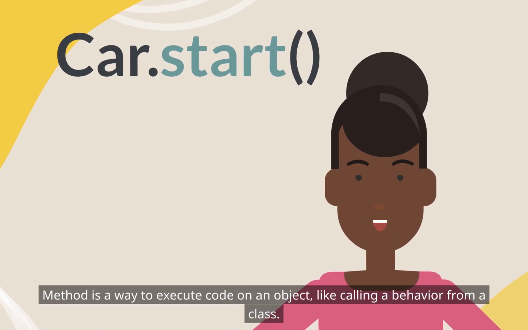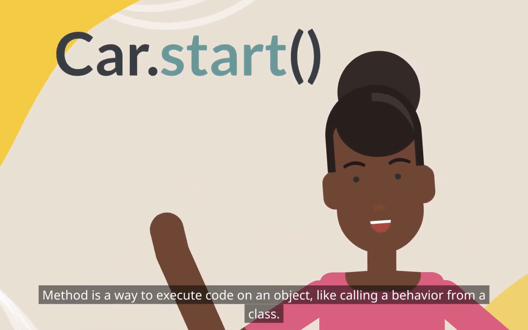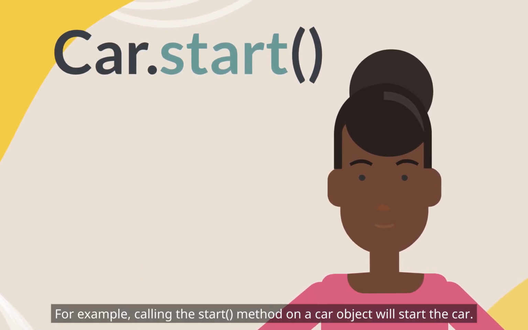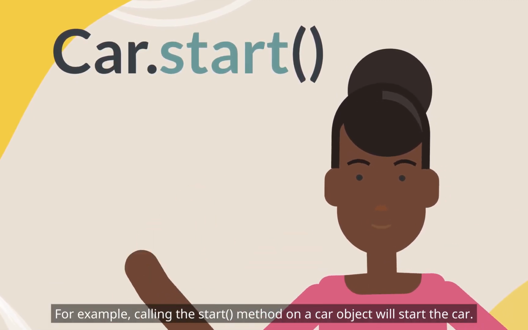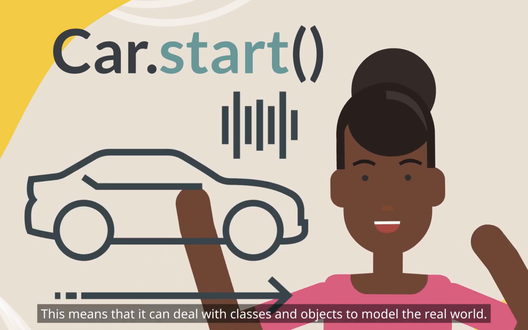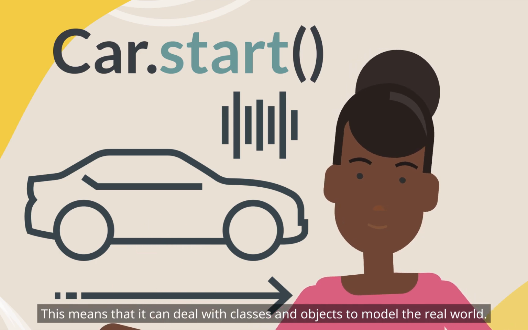A method is a way to execute code on an object, like calling a behavior from a class. For example, calling the start method on a car object will start the car. This means that it can deal with classes and objects to model the real world.